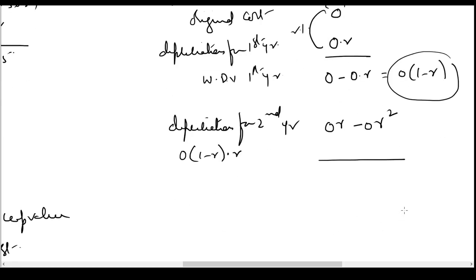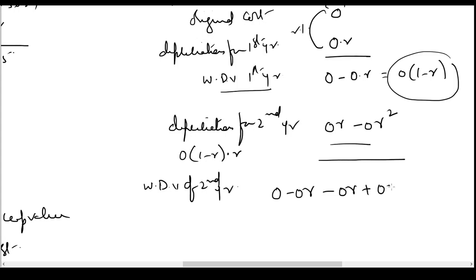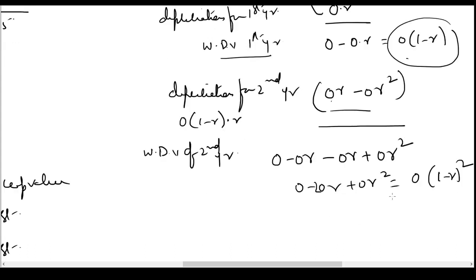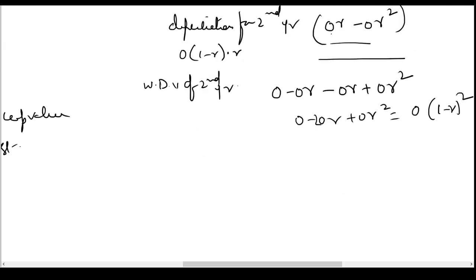Now, what will be the WDV of the second year? WDV of the second year would be WDV of the first year minus depreciation. So it will be O minus OR minus OR plus OR square. You have to subtract this from this. So this will be O minus 2OR plus OR square, which will be nothing but O common, 1 minus R whole square.